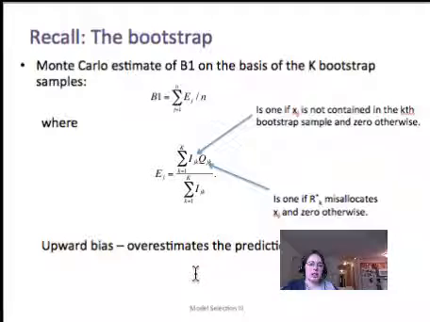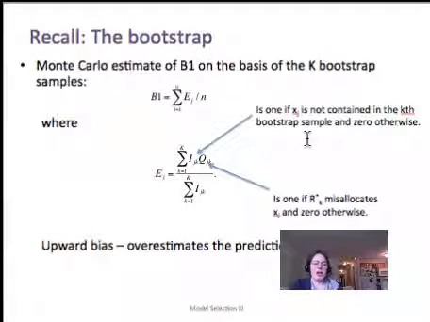Now, they call this a Monte Carlo estimate of B1 on the basis of the kth bootstrap sample, given as follows. I didn't really like their formulation here. I didn't quite understand the meaning of Q. I is an indicator, 1 if xj is not contained in the kth bootstrap sample and 0 otherwise. That's fine. Q being 1 if r misallocates xj and 0 otherwise. I wasn't quite seeing that.